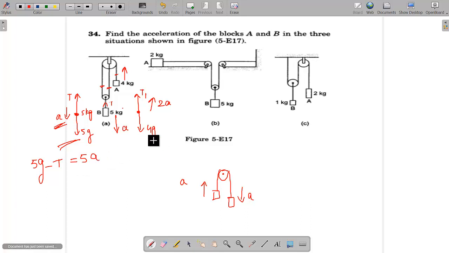Alright. Now if you write the equation for the 4 kg block, how are you going to write? Same way, you have to give the total force. Yeah, you tell me. T1 minus 4g.